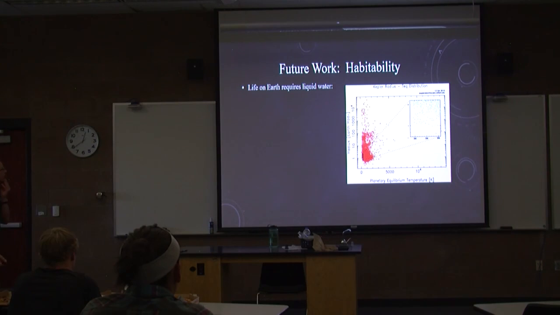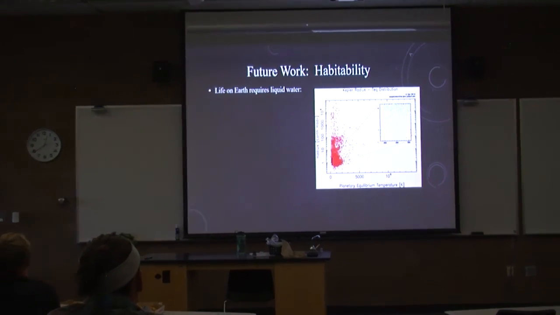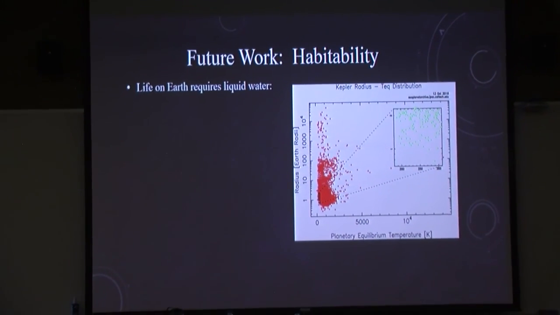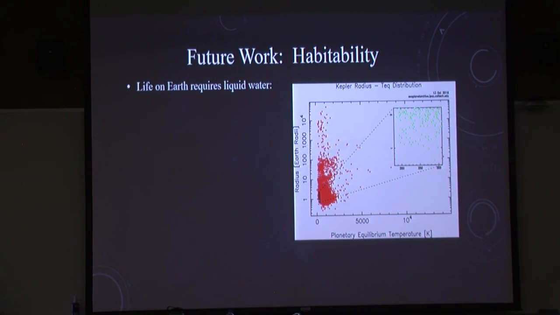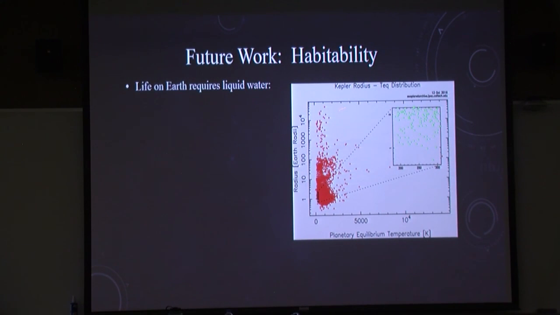So future work in this area, a lot of folks are concentrating on habitability and as a result of that, life. So if we think of life here on Earth, we require water. This is a graph of radius of the planet, of the exoplanet, and the estimated planetary equilibrium temperature in Kelvin. So up in this range here, Kelvin and Celsius, while they're not the same, they're very close to one another. Down here at zero, not so much. But if you think of liquid water, we sort of need temperatures between 0 and 100 degrees Celsius, something of that range. It varies a little bit with pressure and so forth.